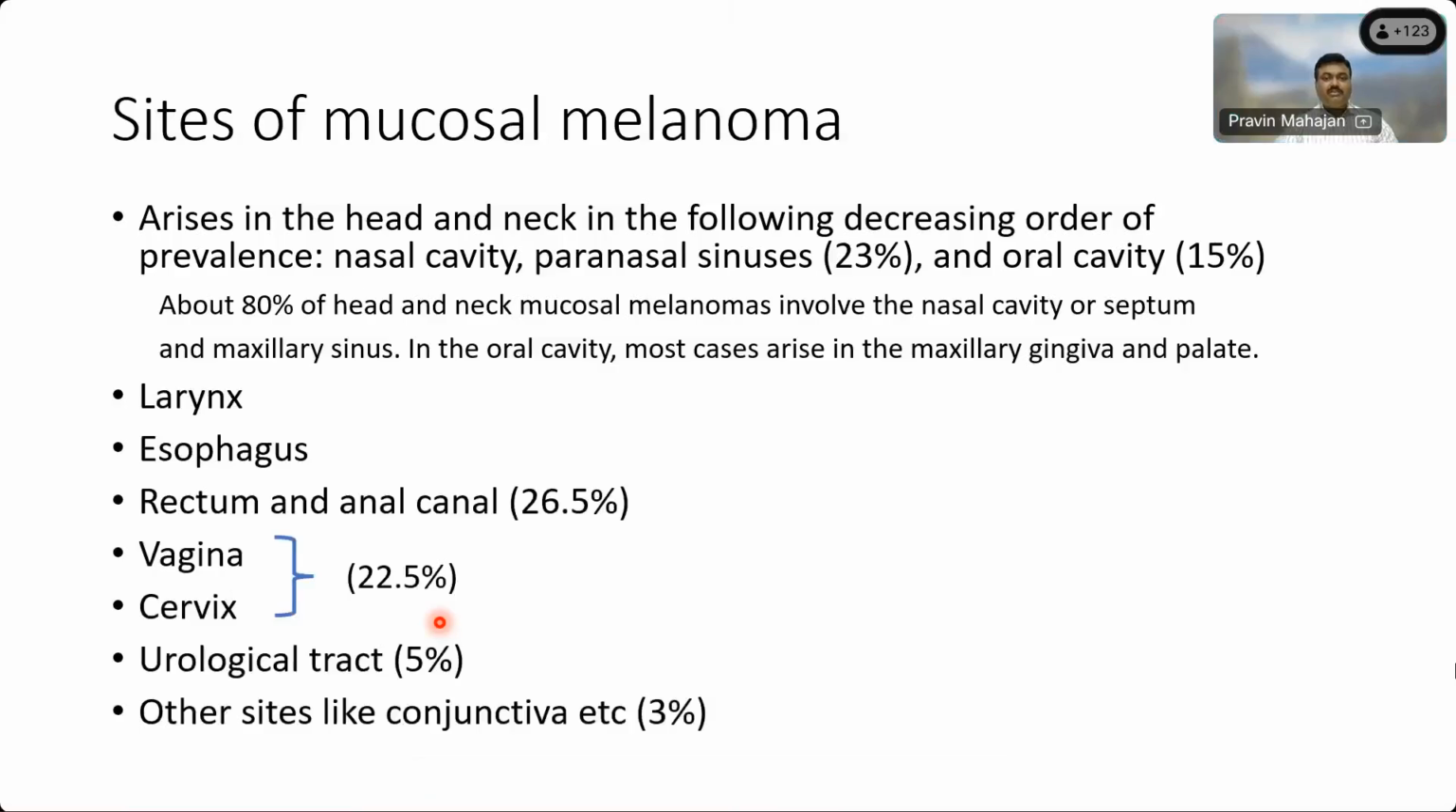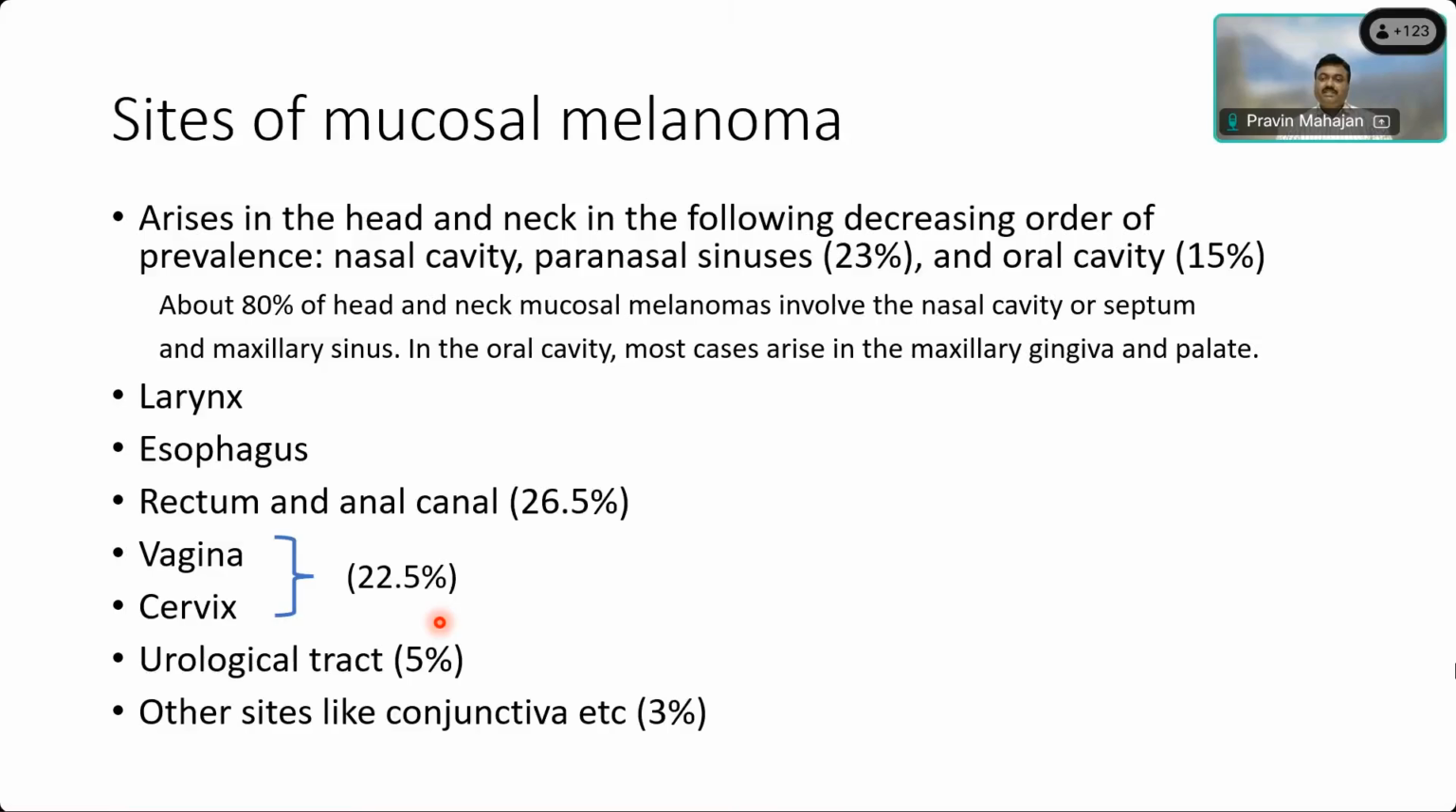So something about mucosal melanomas, because we saw two cases now. One is in the rectum, probably arising from the anal canal, a melanoma which again had spindle cell morphology, and one we saw in the vagina. If I have to tell you something more about sites of mucosal melanoma, in the head and neck region, in decreasing order of prevalence, it occurs most often in the nasal cavity and paranasal sinuses.